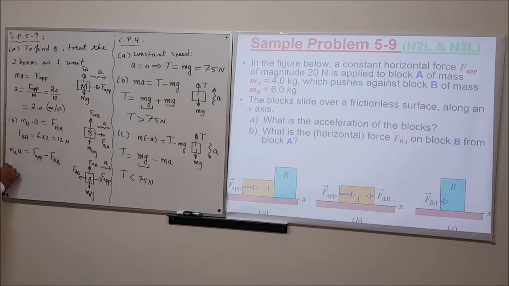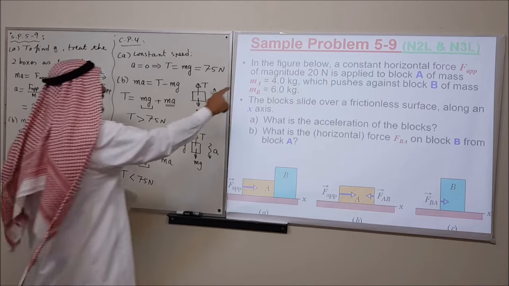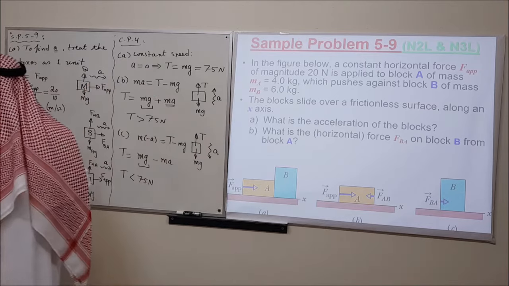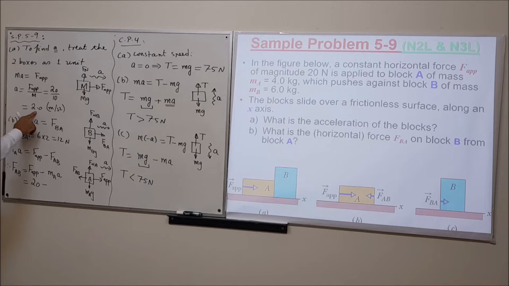So F_AB is equal to F applied minus m_A times a. How much is that? The applied force is 20 newtons minus the mass of A, which is 4, multiplied by a, which is 2, that will be 8, and that will be 12 newtons, exactly like we have in here.